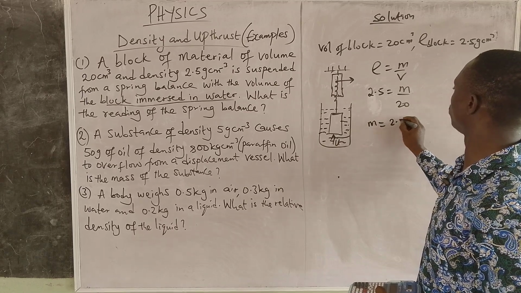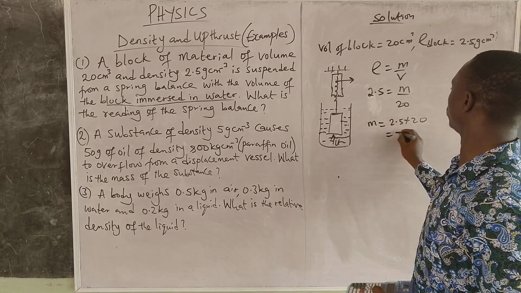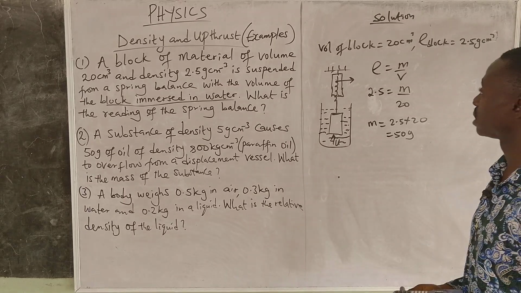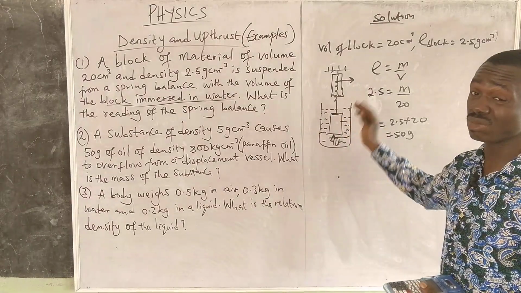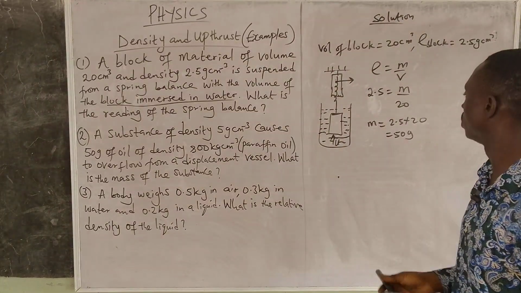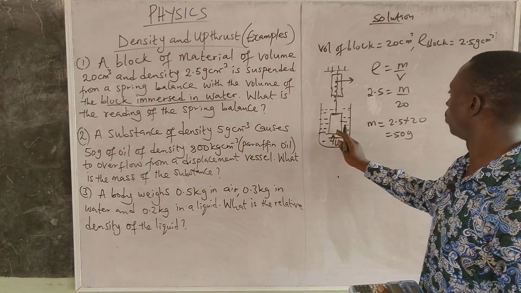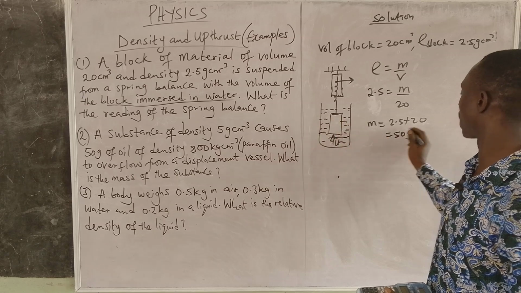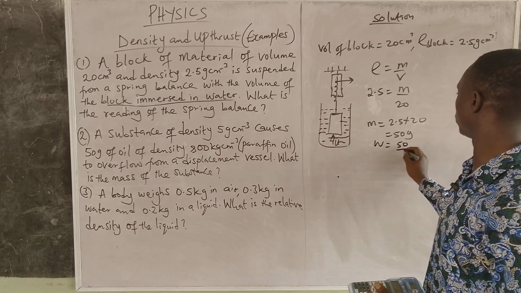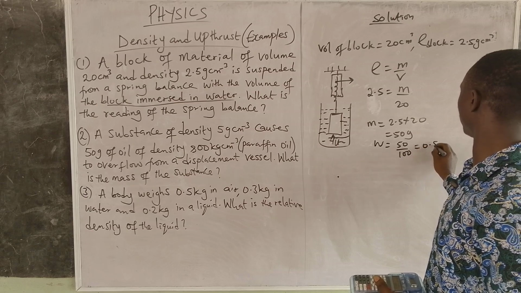M will now be equal to 2.5 times 20, which is 50 gram. All right, so this is the mass of the block when the block is not immersed in any fluid, when the block is suspended freely in the air. Now we get the upthrust. But can we convert this one to weight? Weight is going to be 50 over 100, which is 0.5 Newton.